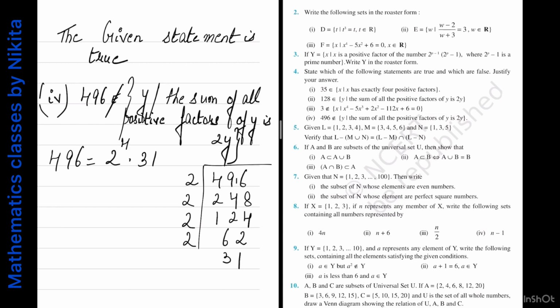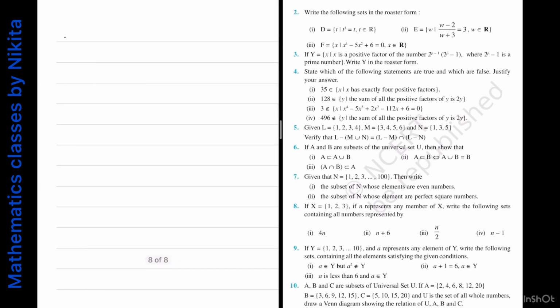So this is how you can write. I told you that we have to write the number as a product of powers of prime numbers, that means in the form of p1 to the power n1 into p2 to the power n2 and so on, pm to the power nm, where pi's are the prime numbers and ni's are natural numbers. Okay. So from here, can you tell me what are the positive factors of 496?